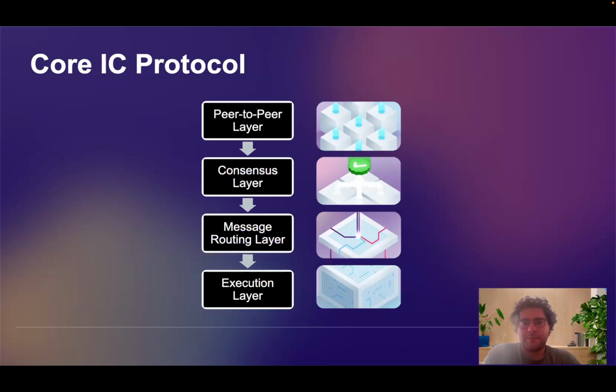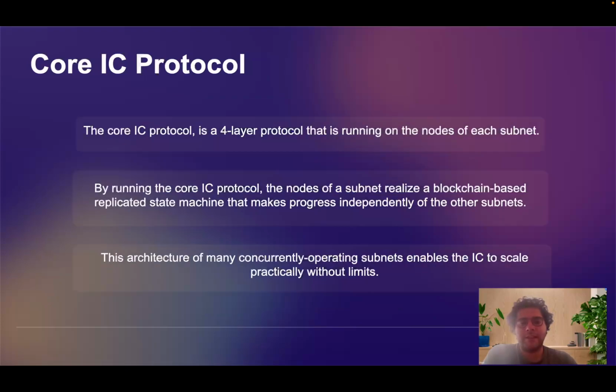The core IC protocol, it runs at the core of each subnet and ensures fault tolerance and scalability. It has four layers: peer-to-peer layer, consensus layer, message routing layer, and execution layer.